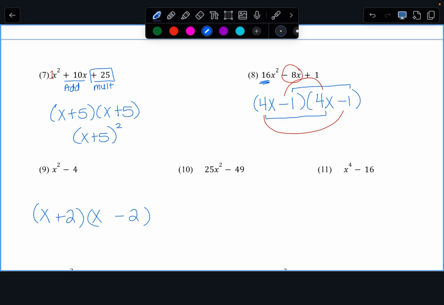This is the difference of squares. Since 4 is a perfect square and so is x squared, we can split it into the same thing, different middle sign.